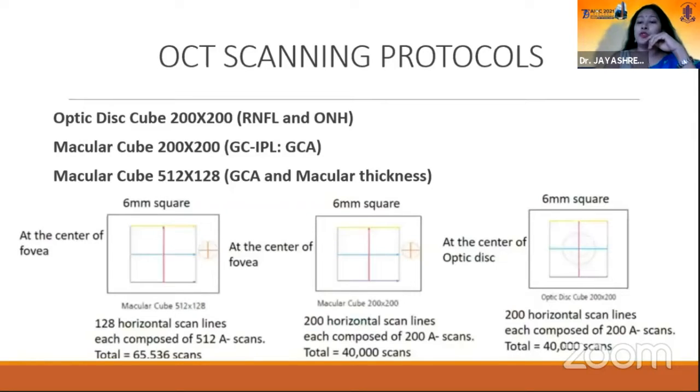Now, among the scanning protocols, we basically have to understand that we have three main protocols. First is the 200 by 200. So we have a 6 mm square where we have 200 horizontal scan lines, and each is composed of 200 A scans. So apart from the disc, as we have already stated, we have the scan at the macula at the center of the fovea. So we have a macular scan again 200 by 200 and a macular scan of a higher resolution. This is the 512 by 128, where we have 128 horizontal scan lines, each composed of 512 A scans.